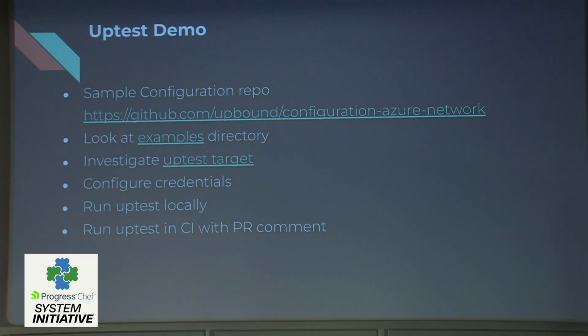So now as a final demo, I will try to do the full run. Hopefully it works because it actually goes and creates some stuff on the cloud. So we're using our configuration Azure network for that. As I said, we're going to look into the examples directory. I'm going to show you how the uptest target looks. And all we actually need to do afterwards is just configure some cloud provider credentials, run it locally, or you can also run it with each PR in your CI environment.